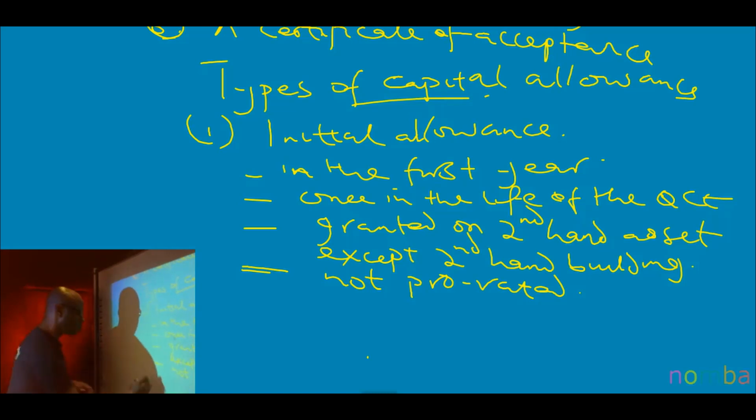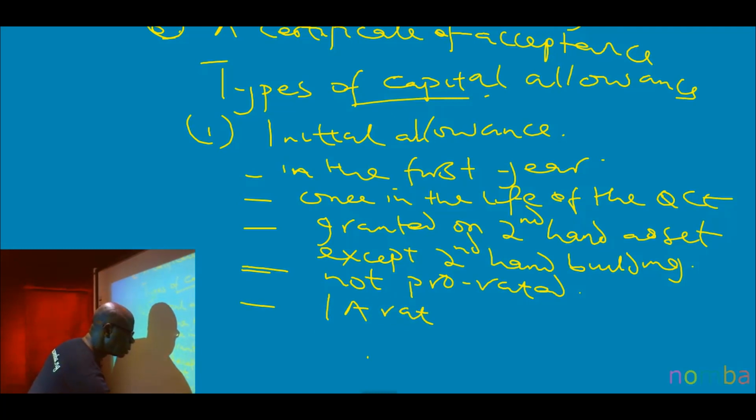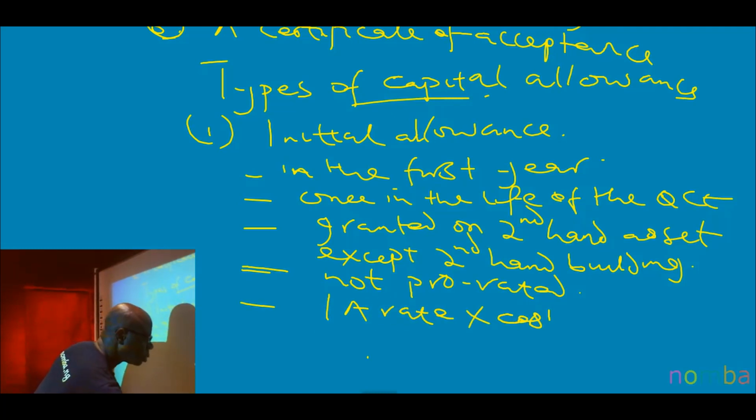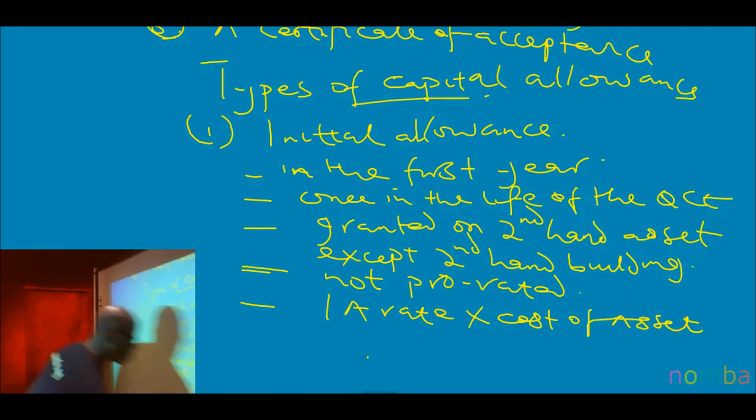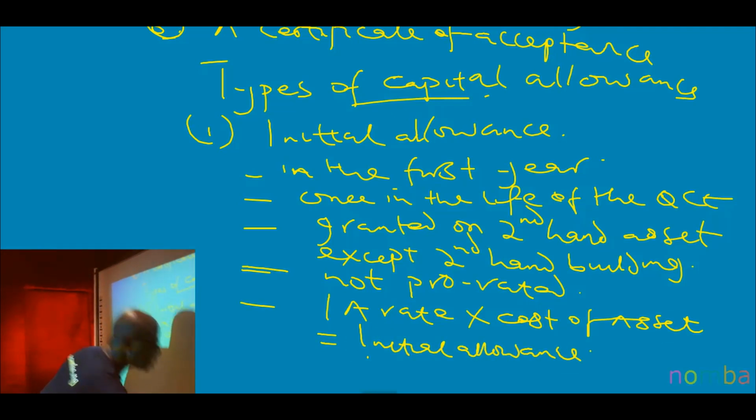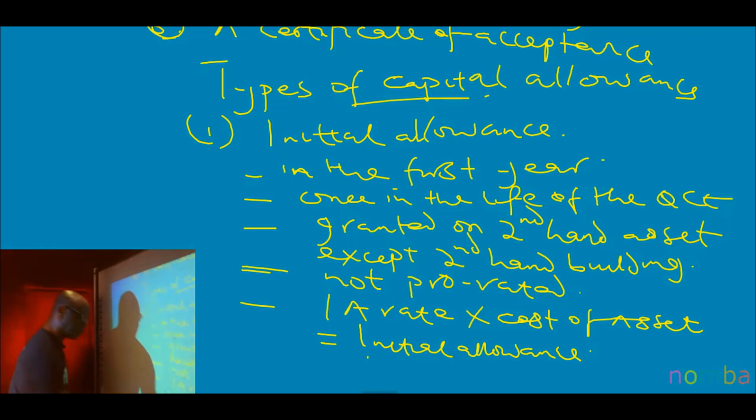Okay, then, most importantly, initial allowance is obtained by, that's the formula now, initial allowance rate times cost of assets. IA means initial allowance rate times cost of assets. Are you there? I think that's all about initial allowance. Let's go over to the next one.